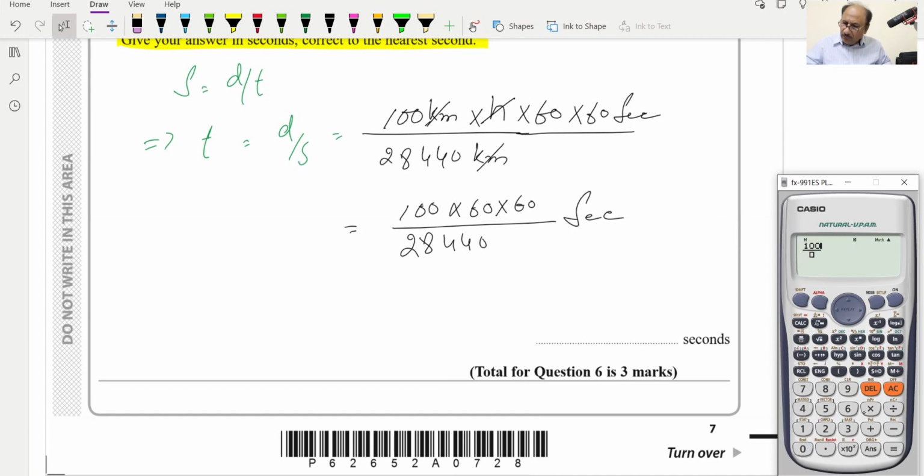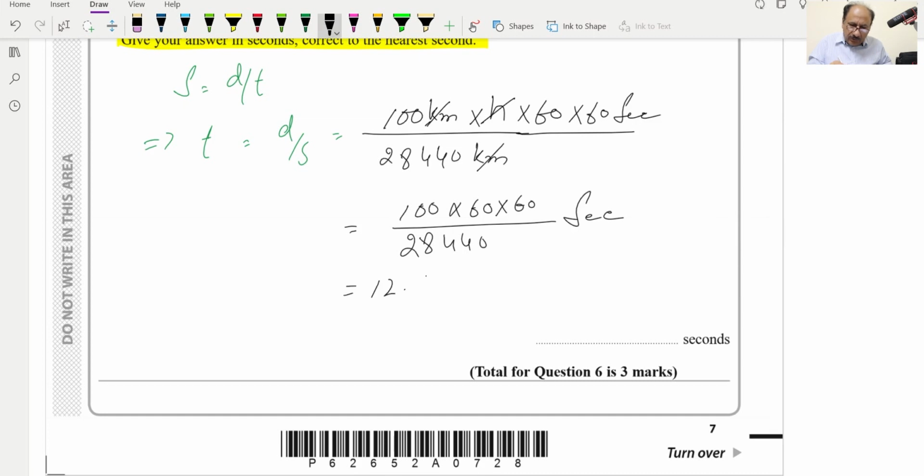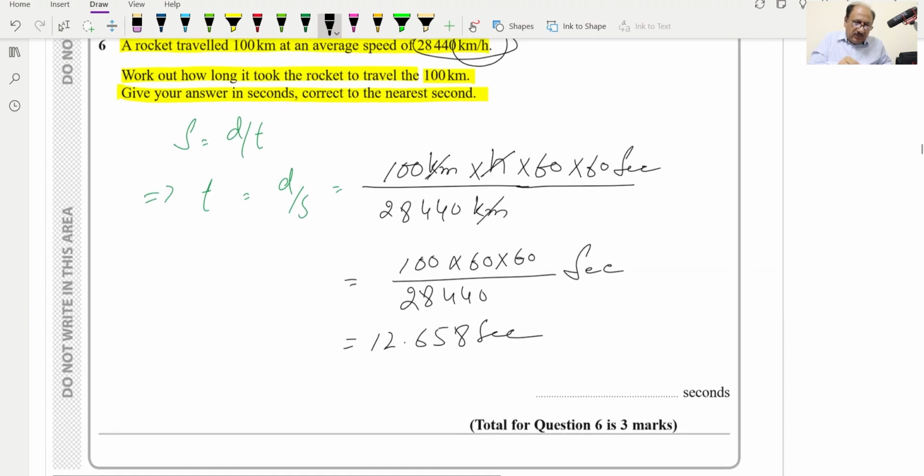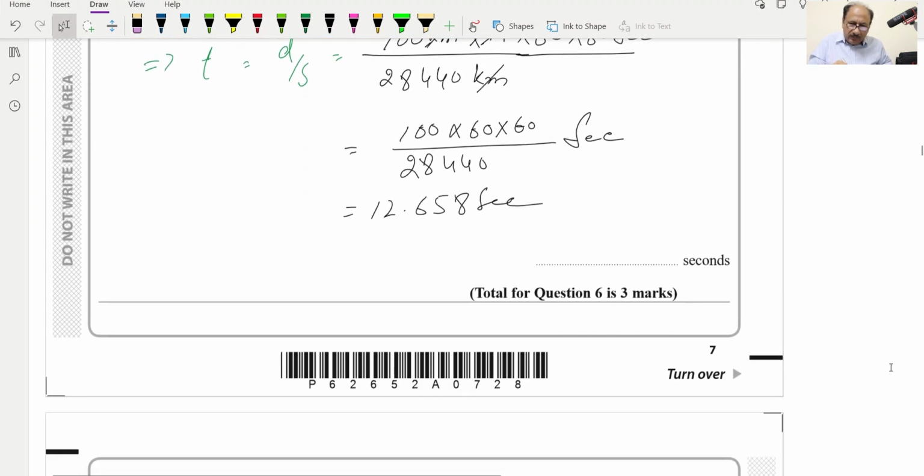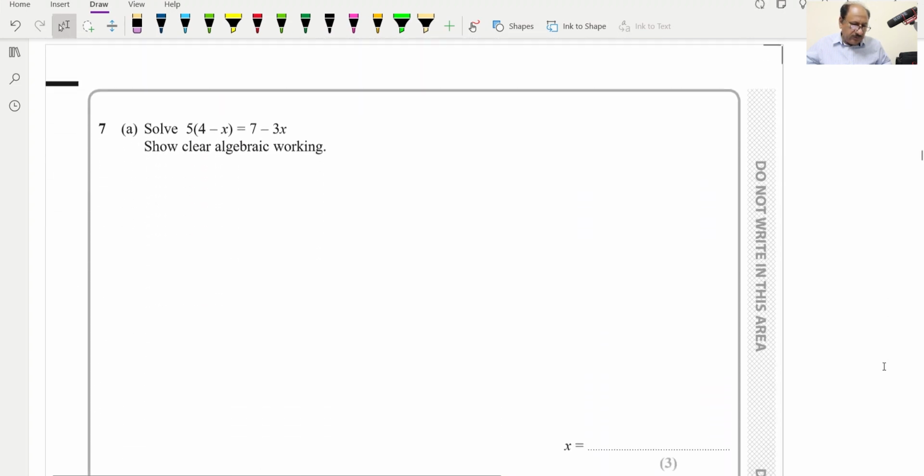So 100 multiplied by 60 multiplied by 60 and divided by 28440 is equal to 12.658 seconds. And they are saying give your answer in seconds correct to the nearest second, so we can write it as 13 seconds. So the answer will be 13 seconds over here. That's a 3 marks question which we are done.